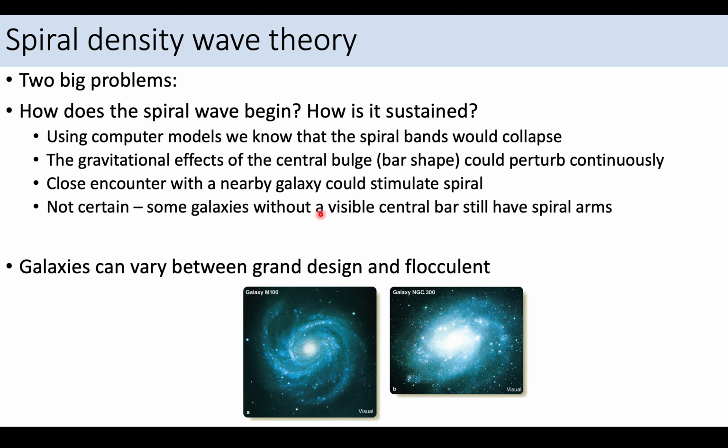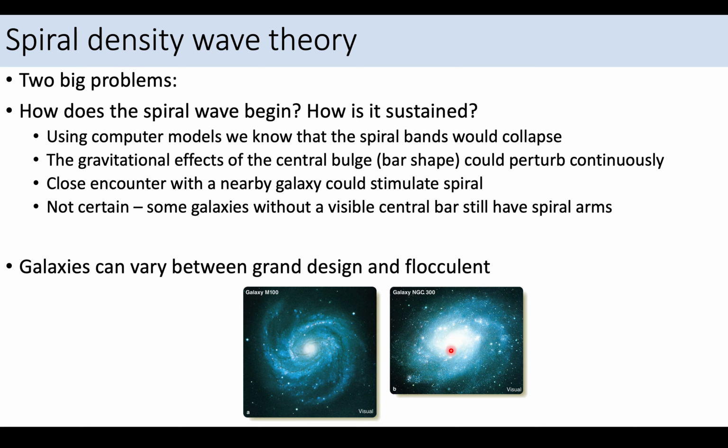Galaxies, we say they can vary between grand design and flocculent. Grand design means that a galaxy has two main arms. So I'm tracing them here. There's one main arm, and then here's the second one. So there are two main, very, very clear spiral arms.